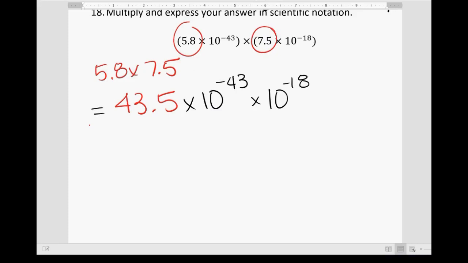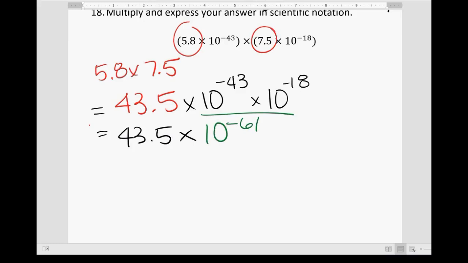So this is 43.5 times. Now they have the same base. You have the same base. What do you do with the exponents? You add them. So negative 43 plus negative 18 is negative 61. Okay? But is this answer in scientific notation?